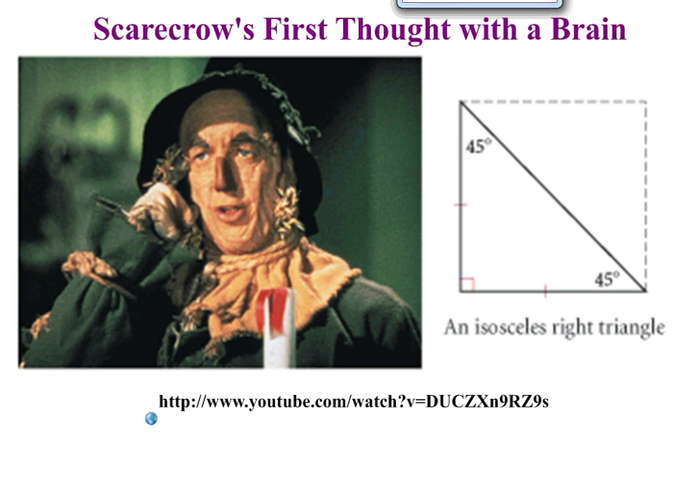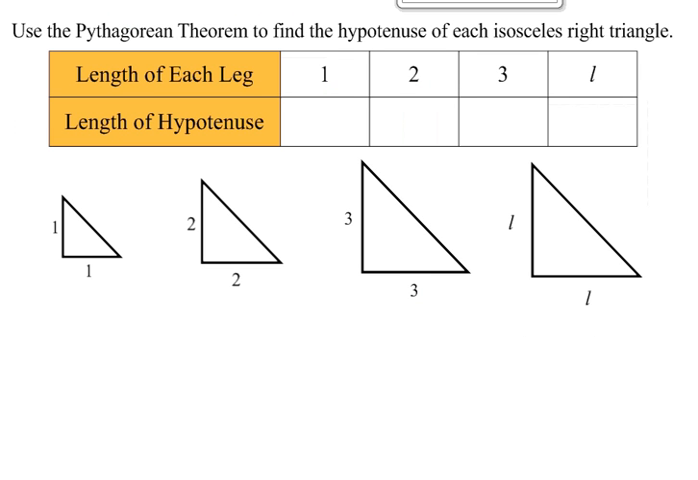So Scarecrow's first thought is the Pythagorean theorem, but he doesn't quite get it right. I'm not sure what kind of brain Oz gave him, but he's got to work on the Pythagorean theorem a little bit, right? But he does talk about isosceles right triangles, and that's what we're going to start out talking about. This is our first type of special right triangle, an isosceles right triangle.